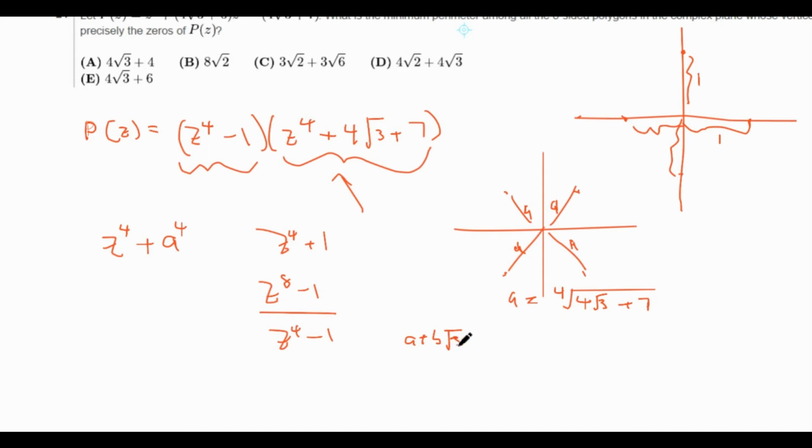If we let a plus b root 3 be the root of 4 root 3 plus 7, then this squared is equal to 4 root 3 plus 7, like this, and you quickly find that a equals 2, b equals 1. So now we have to find the square root of 2 plus root 3.